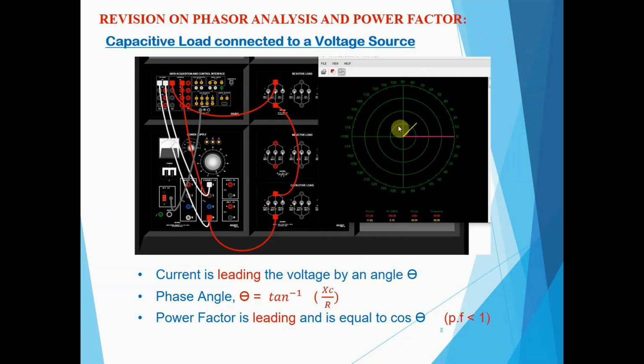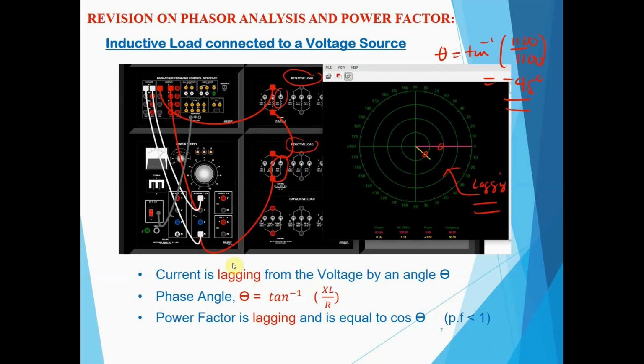If I put a capacitor, look at what happened to the current. It becomes leading, right? And also I use the same value 1100, 1100, and I can calculate theta here, which is equal to 45 degrees. So the current is leading. Theta is arctangent of Xc over R. It will give me, in this case, 45 degrees. The power factor is leading, equal to cosine theta. The power factor, of course, is always less than 1, right? When it is equal to 1, that means a purely resistive load.